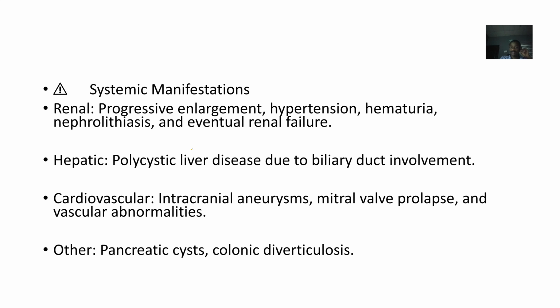Systemic manifestations: as the kidneys are getting affected, their function is declining. So this could lead to hypertension, blood in urine, kidney stones, and renal failure. Then it could also go to the liver, forming cysts in the liver. The heart could also be affected, cardiovascular rather, and also the brain, where you have intracranial aneurysms. You can also see cysts in the pancreas and also cysts in the colon.